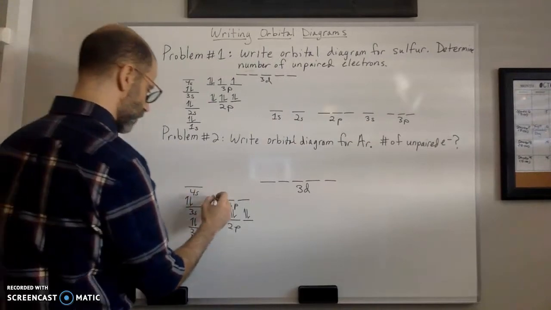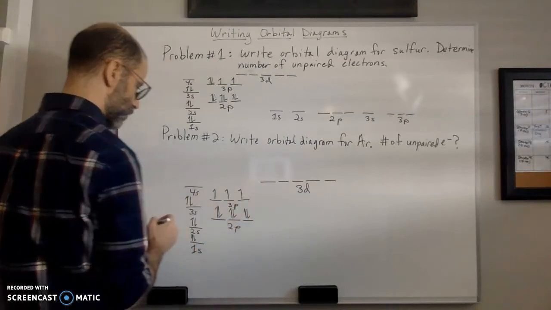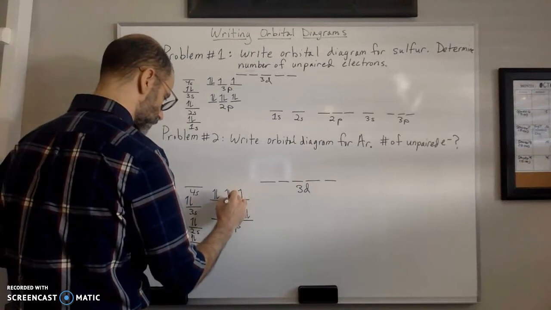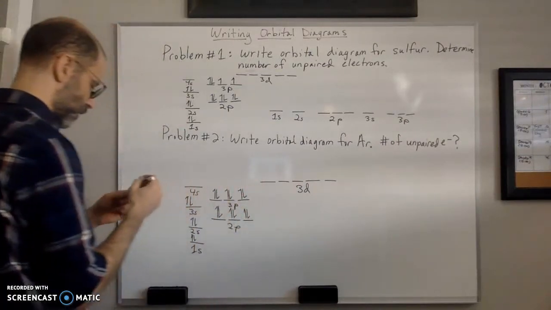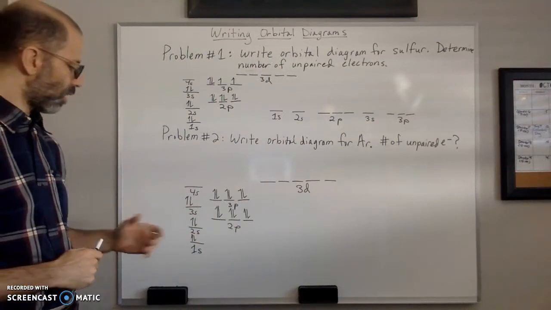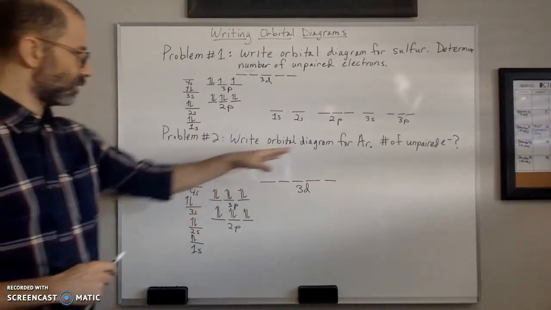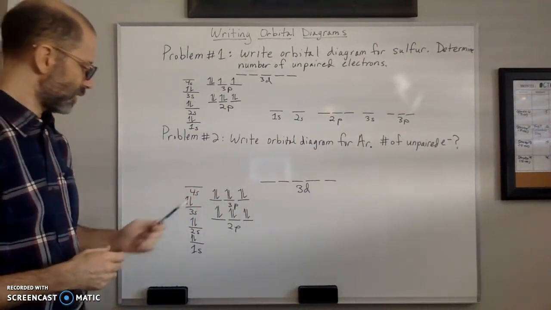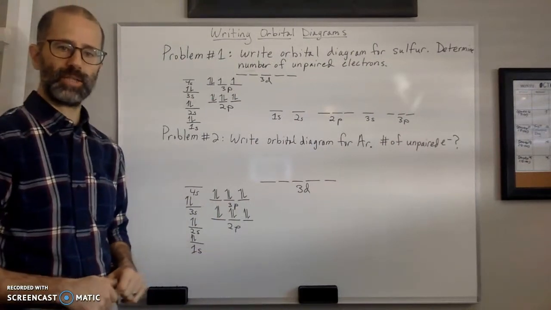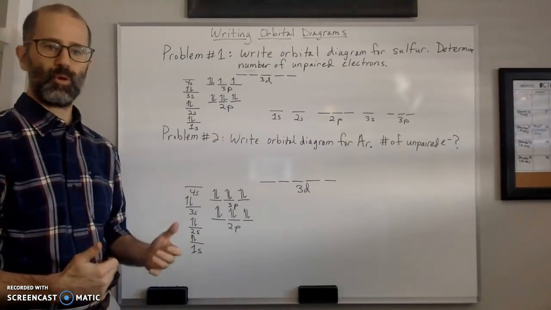So we're going to put them in here. So we have spin up, spin up, spin up. That's 3. We have 3 left. So we're going to do spin down, spin down, spin down. And so this would be the orbital diagram for argon. And so, again, what is the number of unpaired electrons? In here, they're all paired. So we have 0 unpaired electrons. And so this is the way that you would write your orbital diagrams for a particular element.